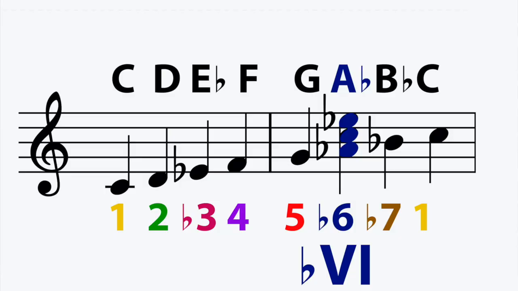The flat 6 chord is the major chord that is built on top of the flat 6 scale degree. This chord is naturally occurring or native to the natural minor and harmonic minor scales. All right, let's get going.